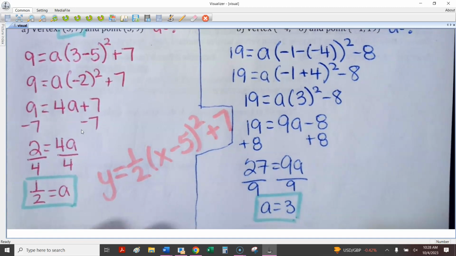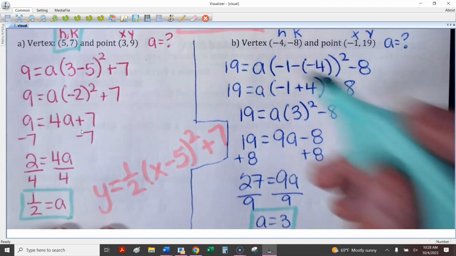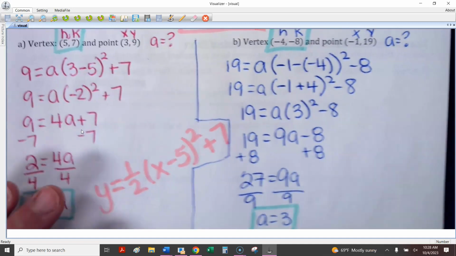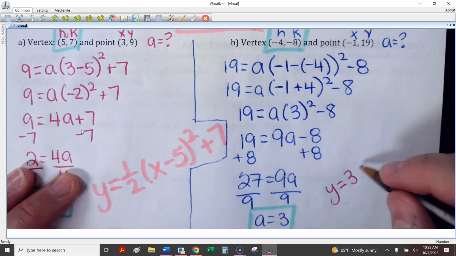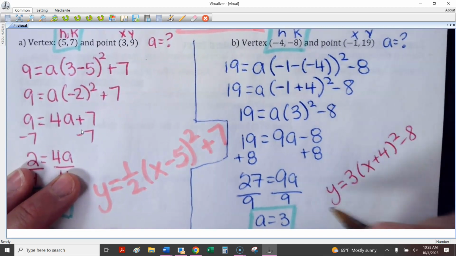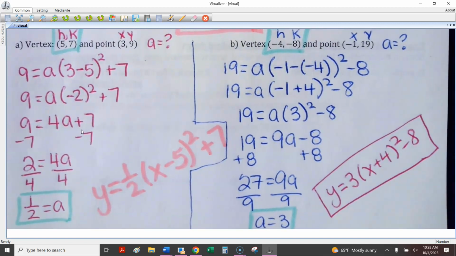Now, all you need for your vertex form is the a value, and then you need the vertex, which we have to give you in the original problem there. So I'm going to write down y equals, in place of a, you just replace 3. It'd be x plus 4 squared minus 8. That would be the vertex form of the parabola that goes through that vertex with that included point, negative 119.